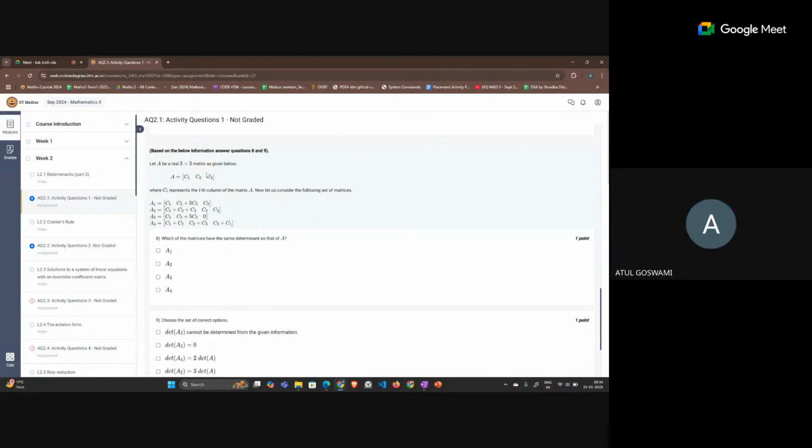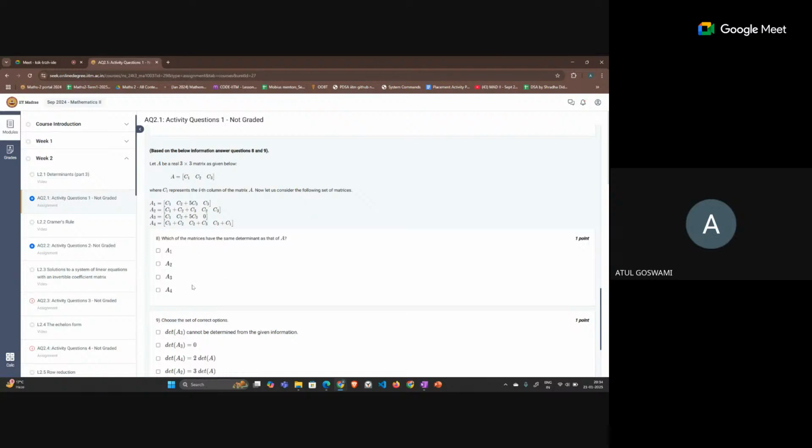A is a 3 by 3 matrix as given below, and C1, C2, C3 are its columns. Ci represents the ith column of matrix A. Because it is a 3 by 3 matrix, C1 is a 3-valued vector, and C2 and C3 are also 3-valued vectors. Now let us consider the following set of matrices. Using these columns, we have made some matrices, and we have to tell which of them have the same determinant as A.